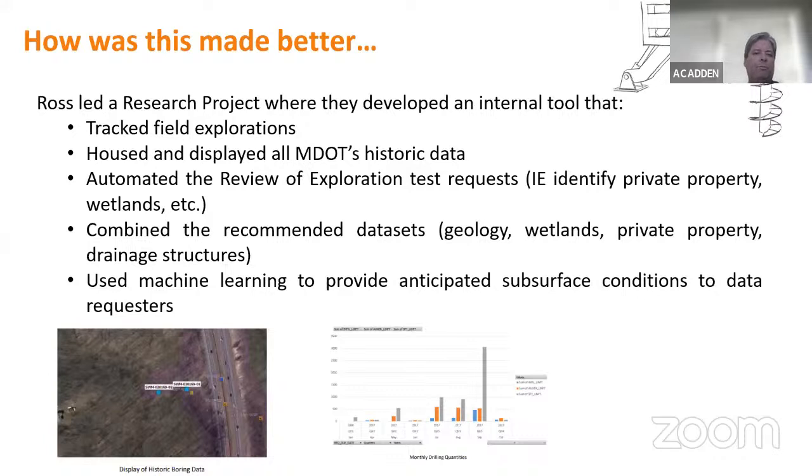And that led Ross to do a project within Maryland DOT to try to help improve this workflow. So they wanted to really be able to track all their field exploration programs, get to all their historic data in-house, be able to combine these different types of data that we were talking about and plan for their studies. And then on top of that, they even realized using machine learning would allow them to kind of anticipate what those subsurface conditions will be on a more rational approach based on existing data around the area.